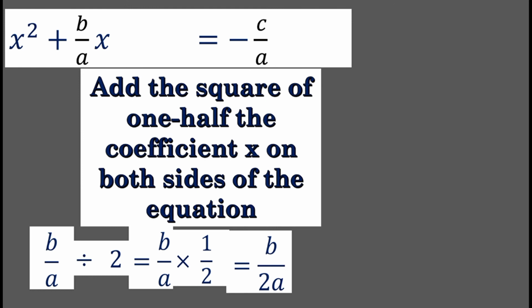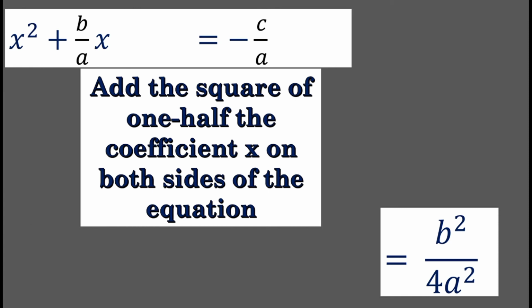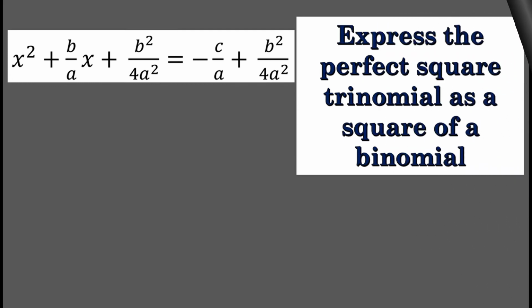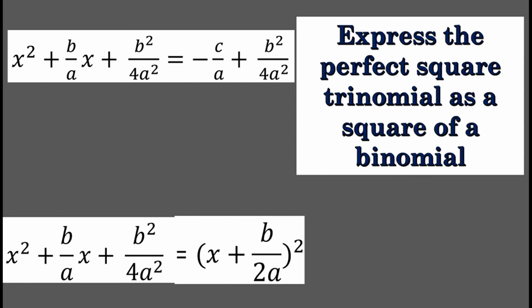Then, to have our third term, we will get the square of 1/2 the coefficient x. And squaring this will lead us to b squared over 4a squared. We will add this to both sides of our equation. That is b squared over 4a squared, making the left side of our equation a perfect square trinomial. We will express the perfect square trinomial as a square of a binomial. This means that our perfect square trinomial will be written as quantity of x plus b over 2a squared.